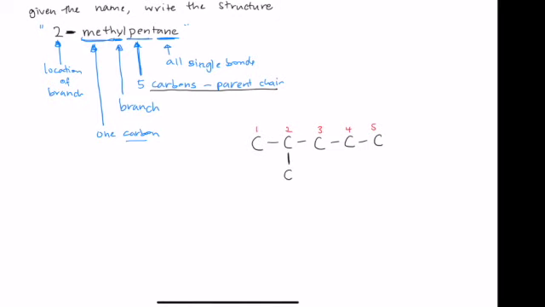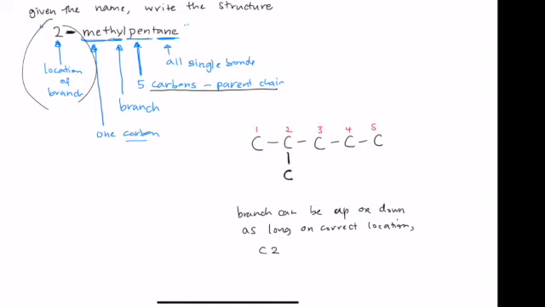I'm putting it down, and it can be up or down. So it can be pointing up or it can be pointing down. It doesn't matter. The reason why I made it pointing down is because there's a 2 up there. But as long as it's on the correct location, and the correct location is by that number, which is carbon number 2, this one. So that is covering everything. I got the location, it's 1 carbon long, it's a branch, the parent chain is 5 carbons, and they're all single bonds.